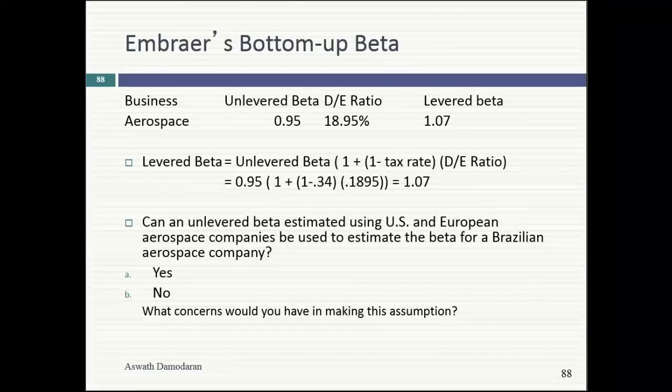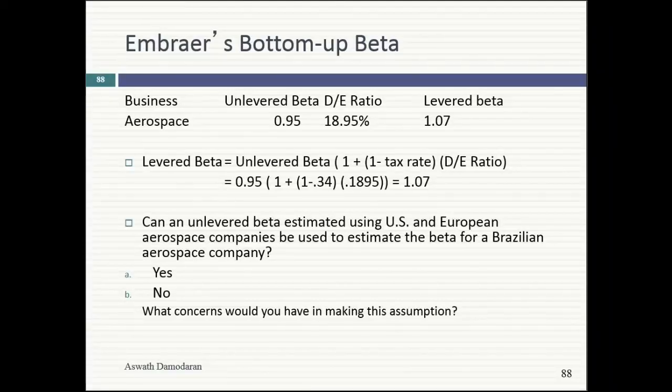So if I'm doing Bombardier, Embraer, Boeing, EADS, they're all in the same business. So I basically looked up the unlevered beta for aerospace companies, not just in Brazil, but across the globe. That unlevered beta was 0.95. I used Embraer's debt to equity ratio to come up with a levered beta of 1.07.